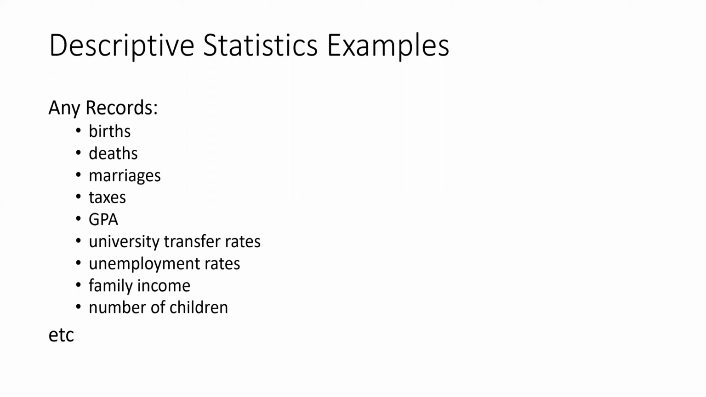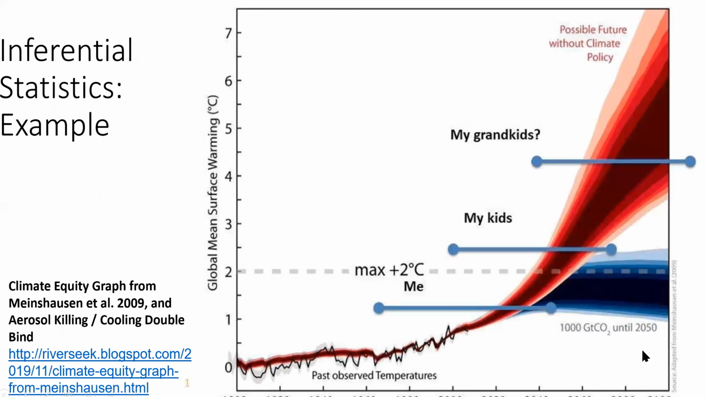So examples, as we said before, descriptive statistics is any record: births, deaths, marriages, taxes, GPA, university transfer rates, unemployment rates, family income, number of children in the household, etc. All of this is descriptive statistics, whether numbers or those numbers represented in graphs or pie charts. All of that is still descriptive statistics. Now I'm going to give you an example of inferential statistics.